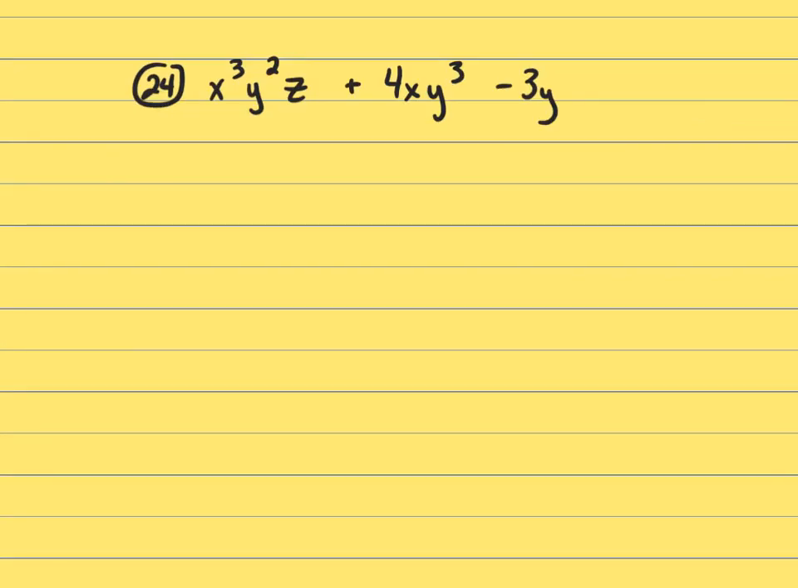Number 24, we have to give a name of this polynomial. Now, first off, I see 1 separated by a plus symbol, 2 separated by a minus symbol, 3 terms here. And 3 terms is a trinomial.